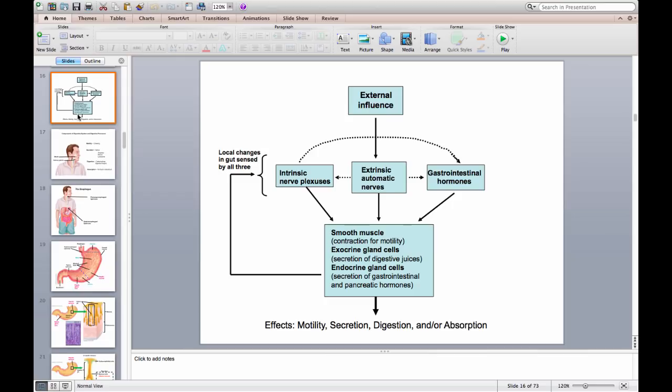Does that make a little more sense? Okay. I know it's actually a lot of abstract concepts, but when you think about the process of digestion, you actually will take it for granted that that's what's going on, you know.